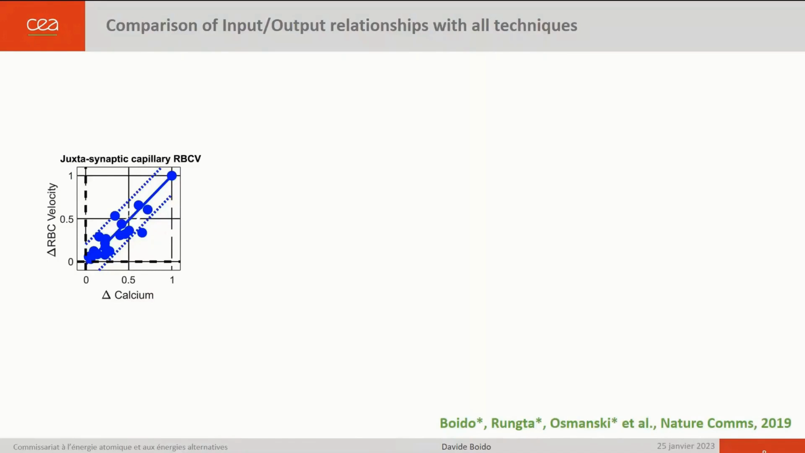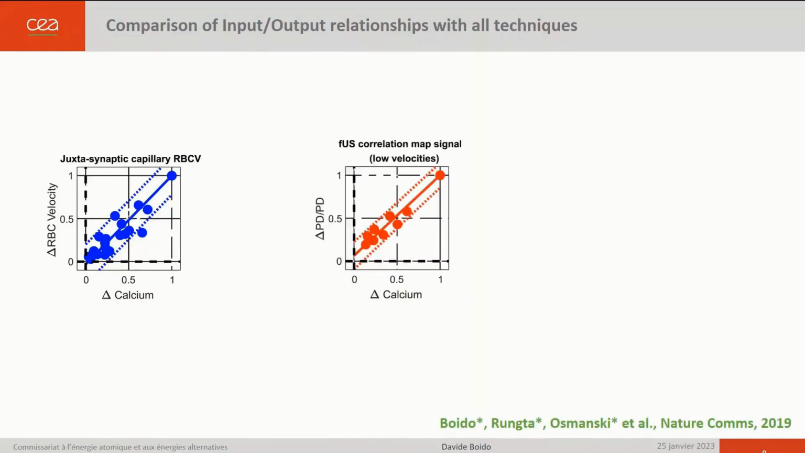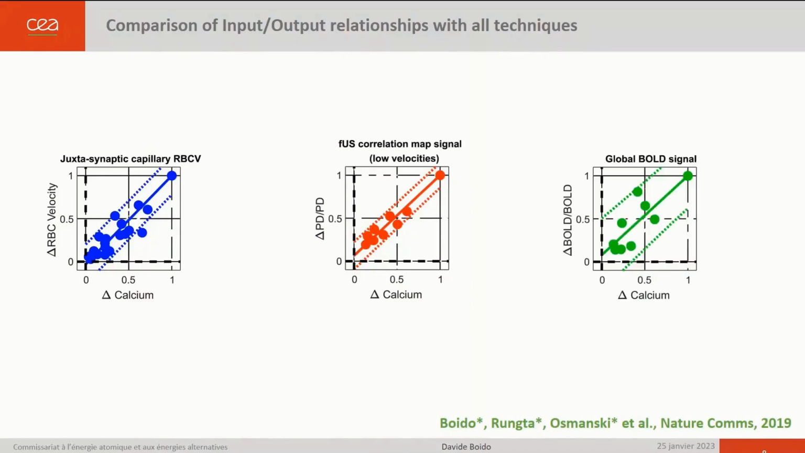Here you see the area of the responses of all the tested mice. The same linear relationship was found for power Doppler, and both fMRI was linearly correlated to neuronal activity as well. Altogether, these results show a fairly wide linear regime of vascular responses with respect to the neuronal activity.